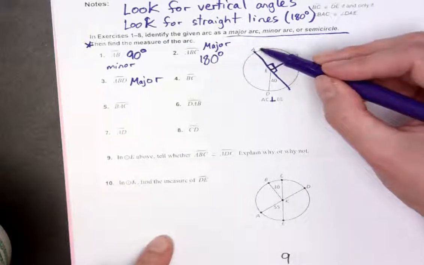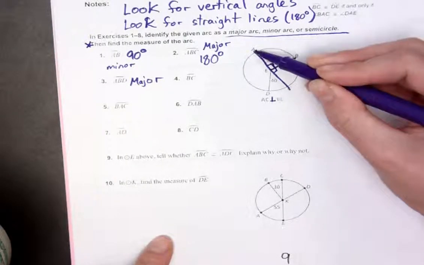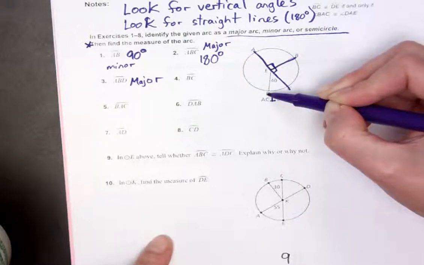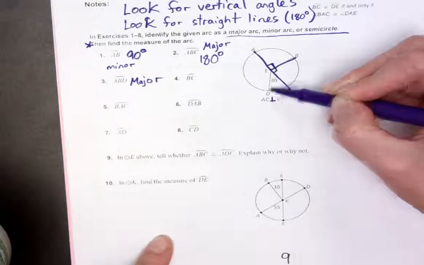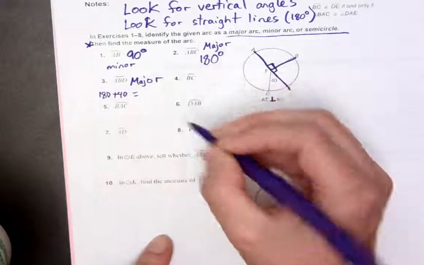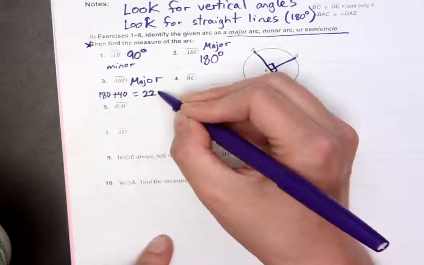Okay. So we know it's going all the way around here. We already found AC is 180. So what do I do to get all the way to D? So it's just 180 plus 40 equals 220.